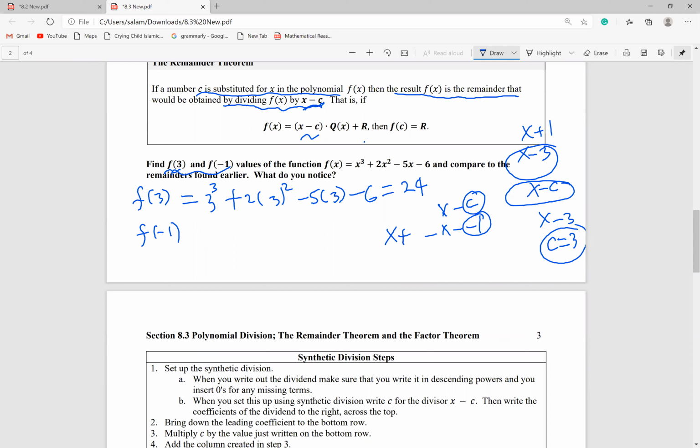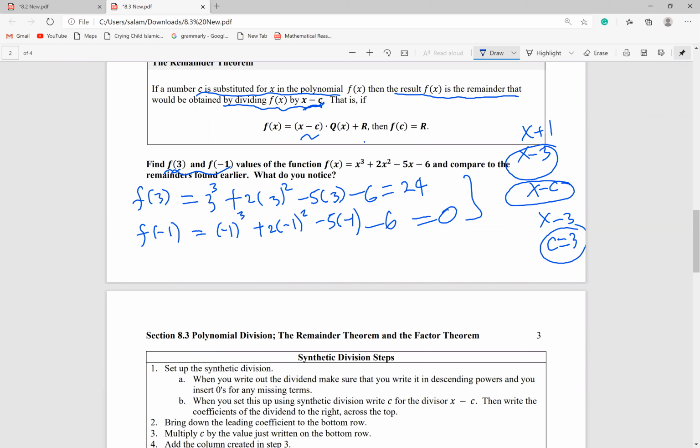And that is what the remainder theorem is trying to tell us. So this will now be equal to negative 1 raised to power 3 plus 2 into negative 1 squared minus 5 into negative 1 minus 6, and this will be 0. That will give you exactly the remainder that we got when we divided by x plus 1. You can use the calculator to confirm that.